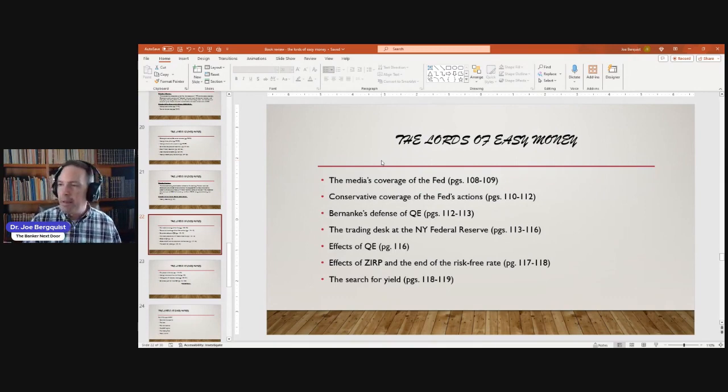Now, perhaps these next couple of sections, starting with the trading desk at the New York Federal Reserve, are the most critical parts. If you understand this, you'll understand exactly what happened in this period and exactly why we are where we are today. So here we go. Ready? Get ready. It's good here.